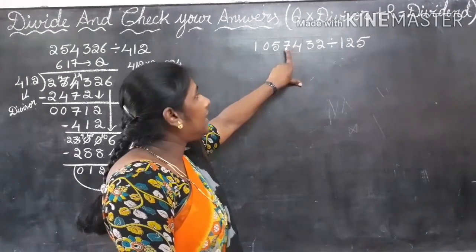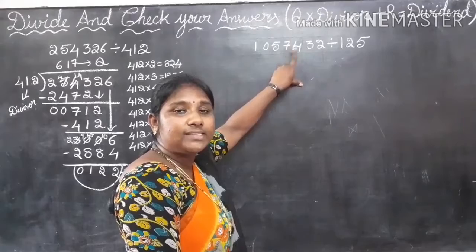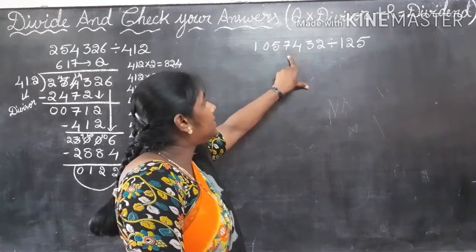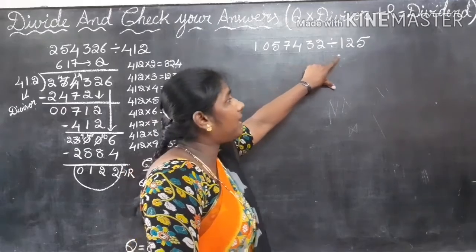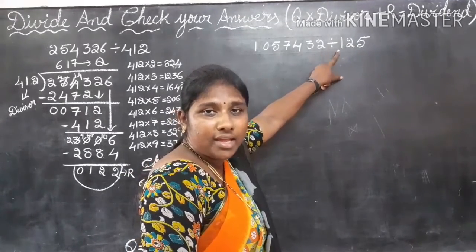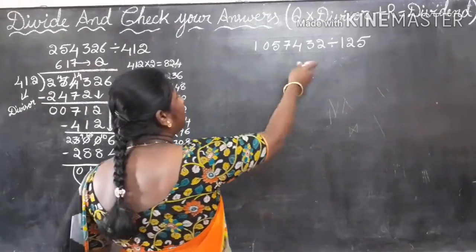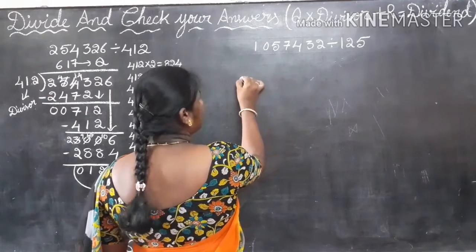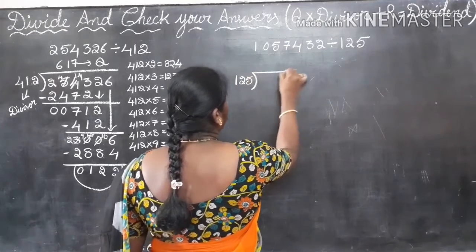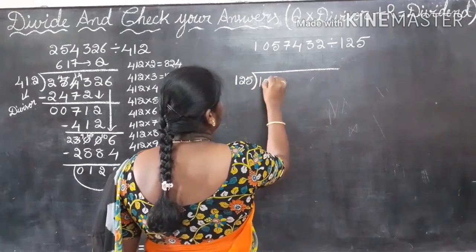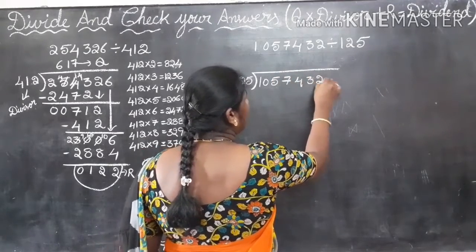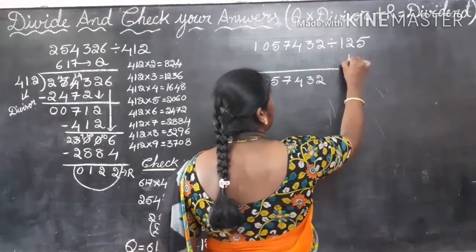Next one. 10,57,432. It is the division of what? It is what digit number? It is a 7-digit number. This 7-digit number is divided by a 3-digit number. So we have to do division here with 125. So 10,57,432. 125 ones are 125.